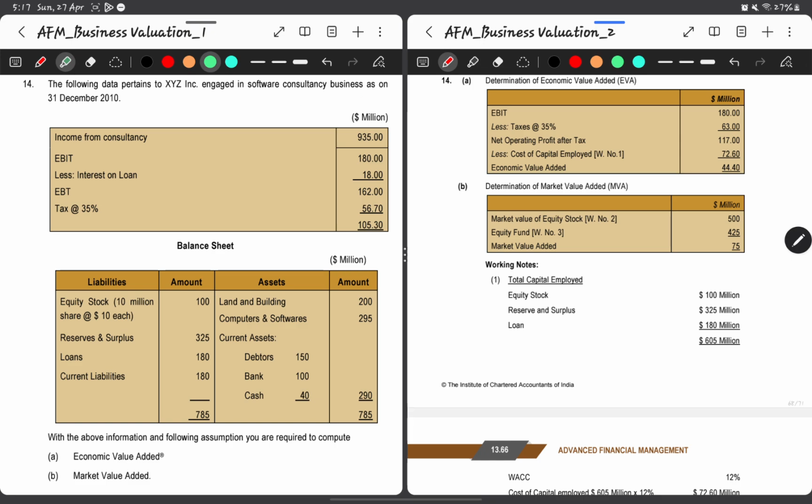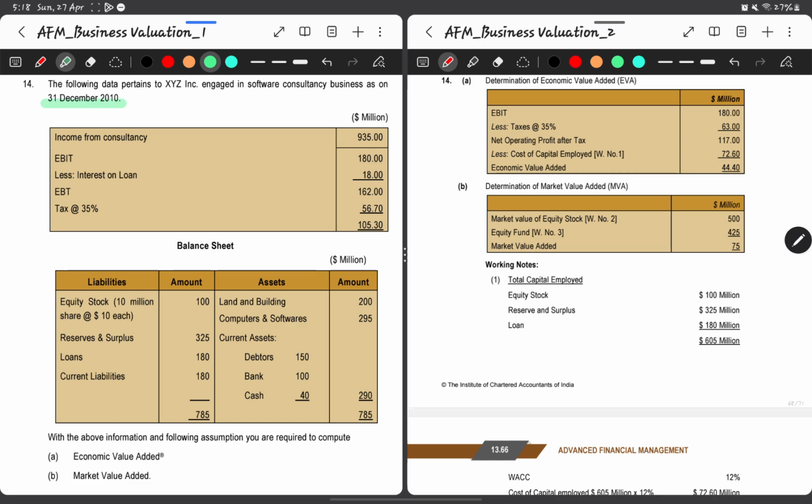And if we notice another thing, they engaged in the business as on 31st December 2010, because in US the financial year is January to December and not April to March. So this signifies it's their balance sheet and P&L.